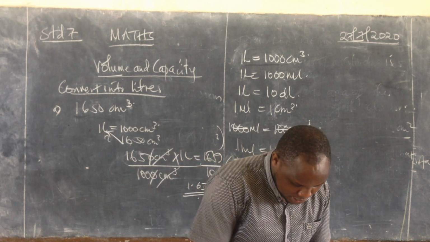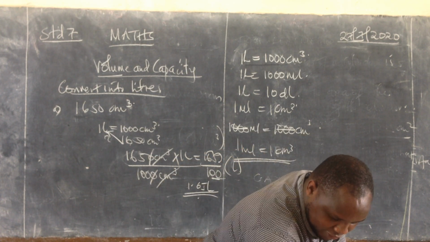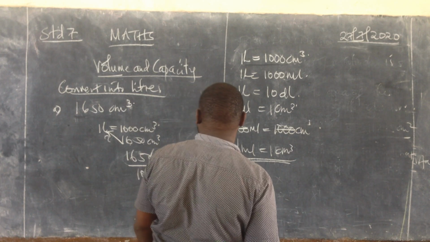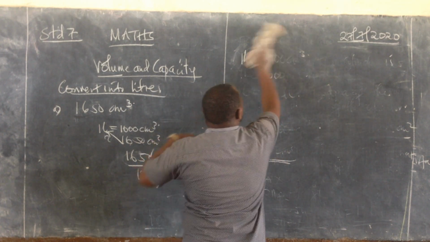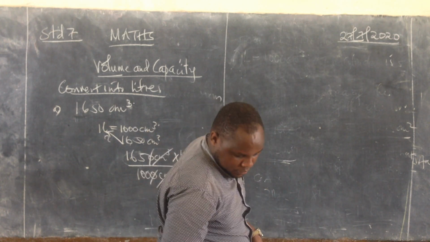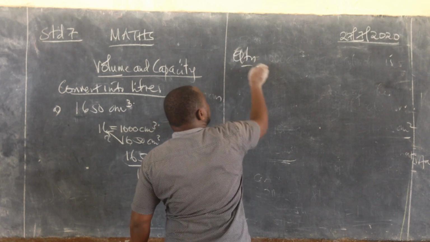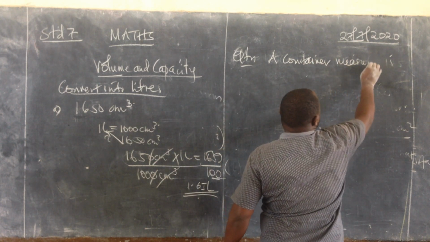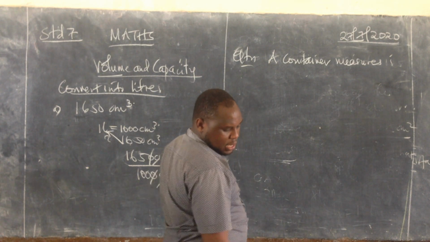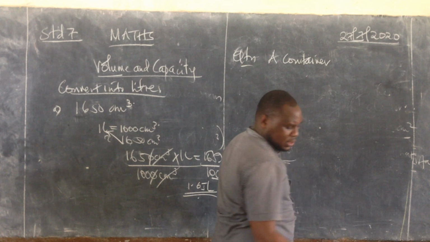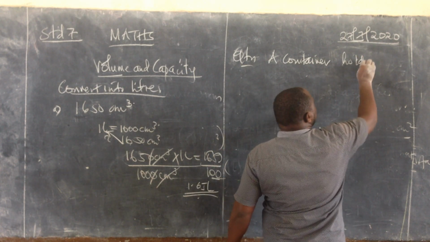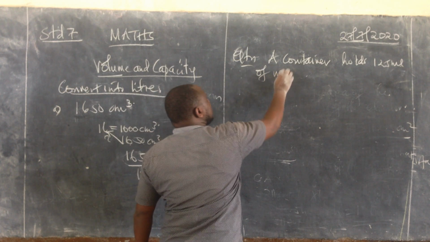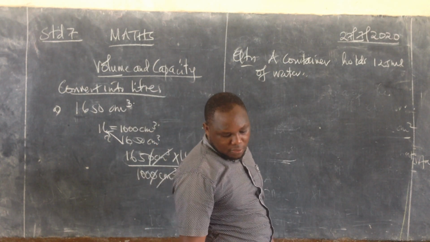You can also have another one. It can be given: a container measures 105 ml of water. What is the volume of the water in cubic centimeters?